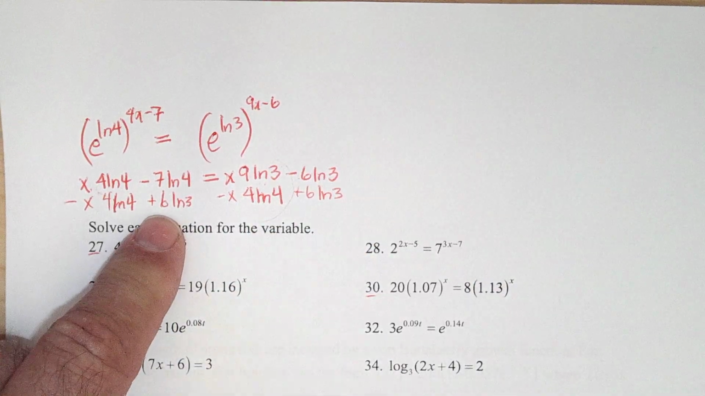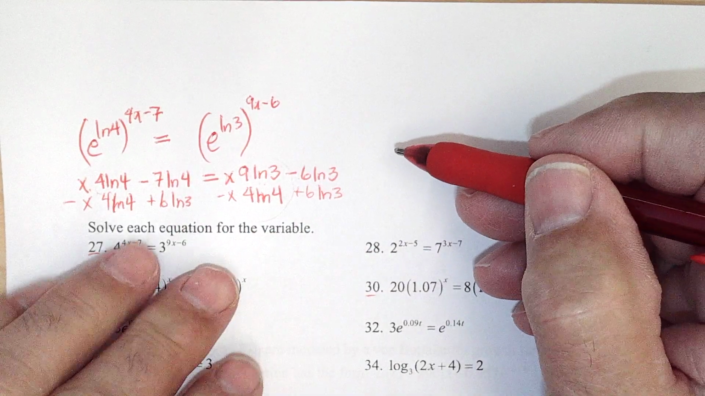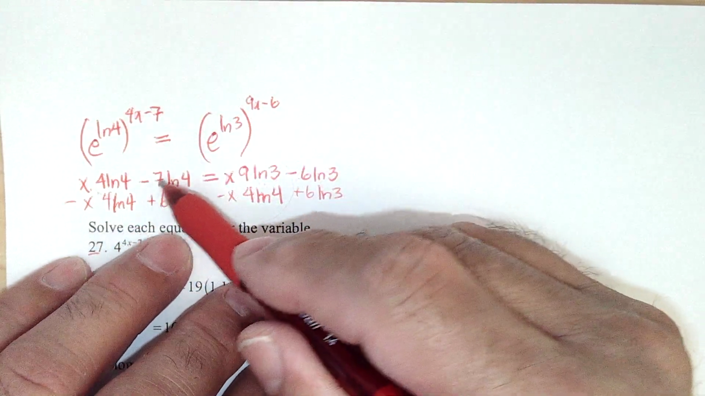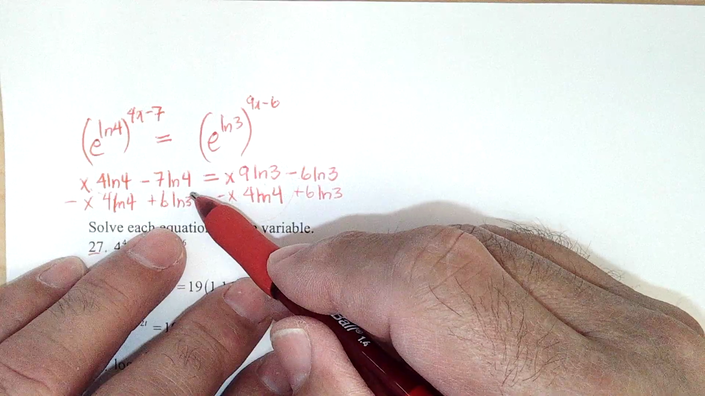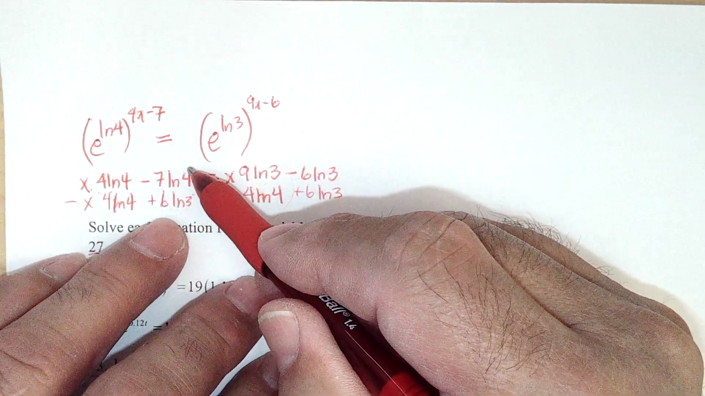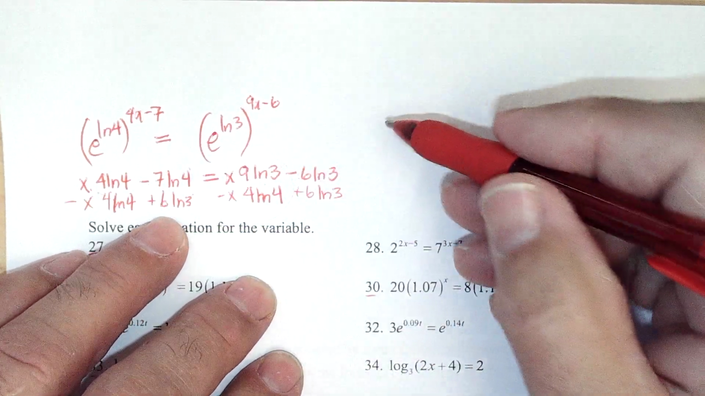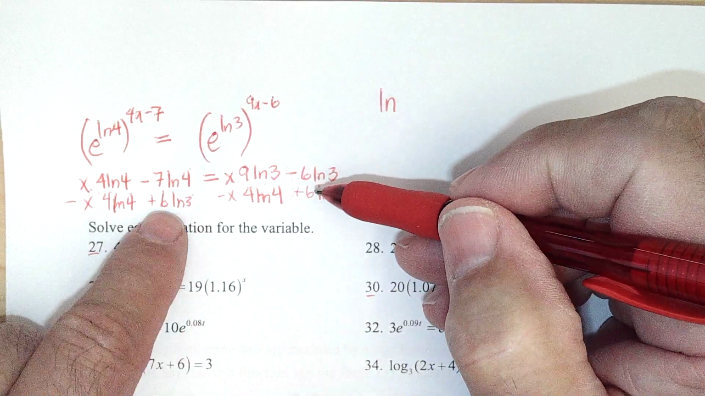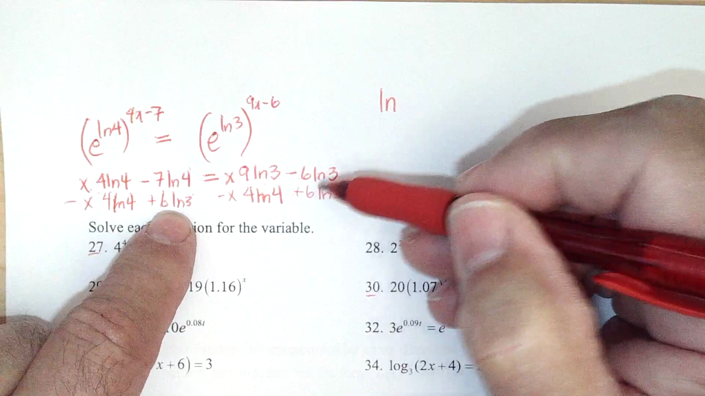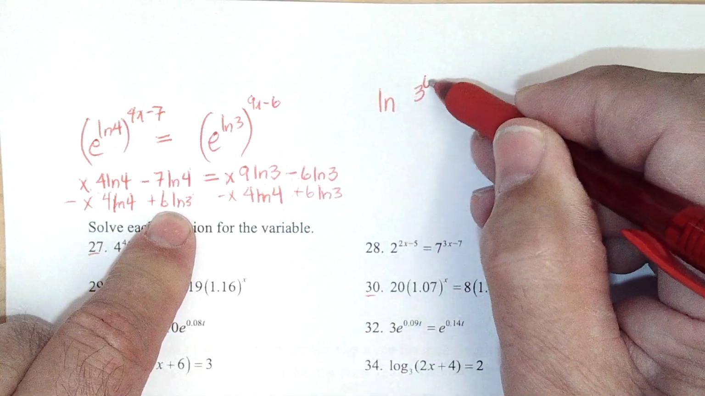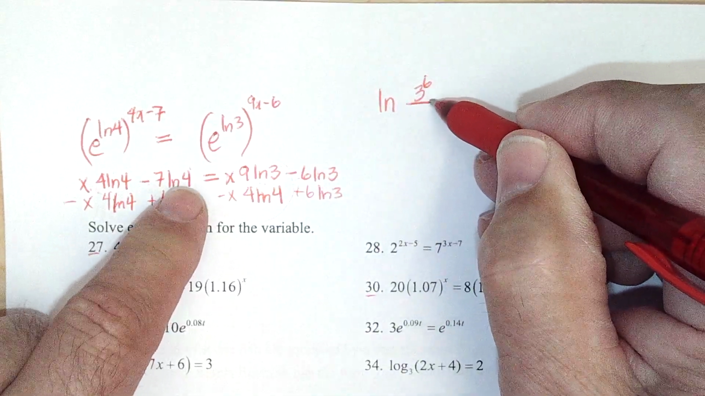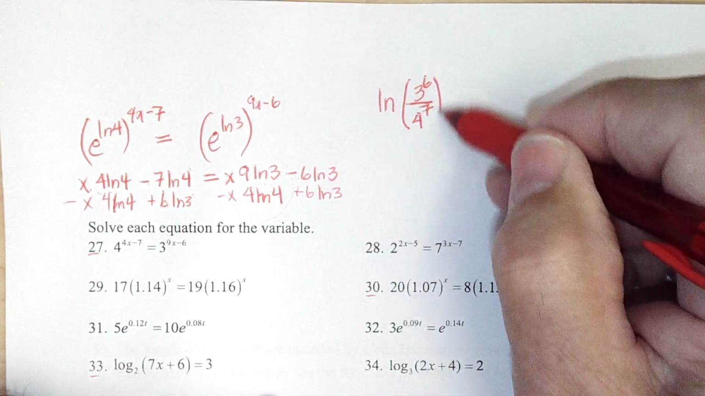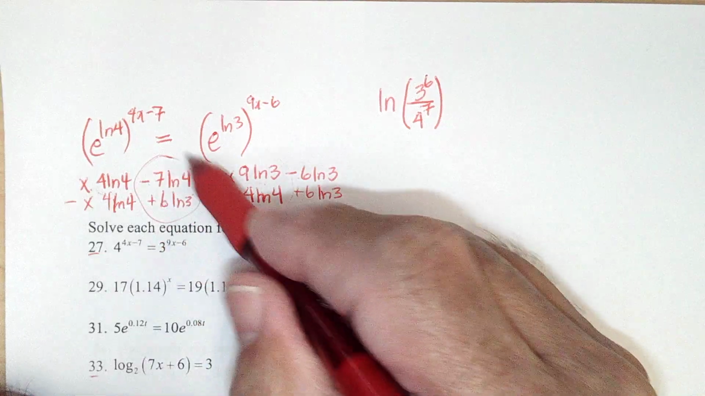And now I'm going to use what we did in the previous section. This becomes 6 can go up as a power, 7 can go up as a power, and I'm subtracting, so I'm going to have ln of, this is the positive one, so it goes in the numerator, 3 to the 6 over 4 to the 7. That's what these two put together are.